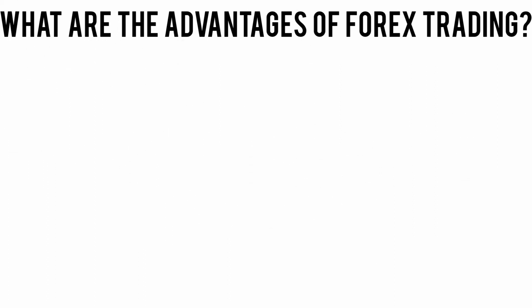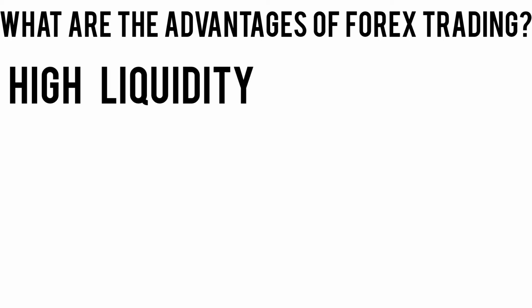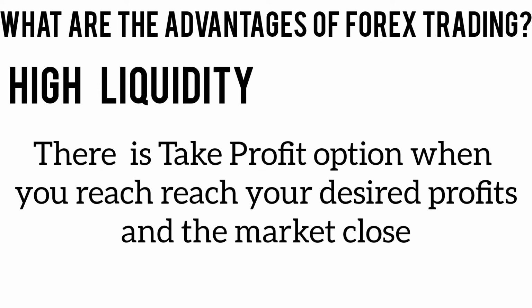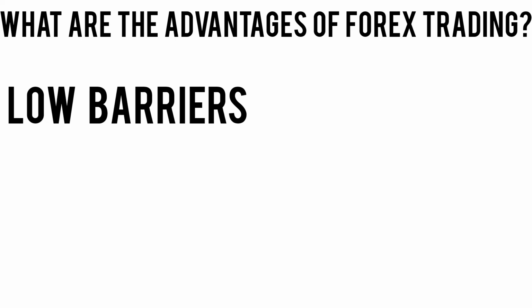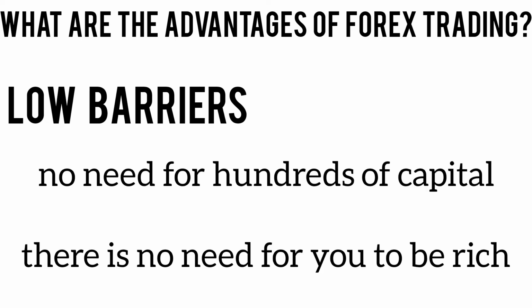There is another advantage, which is high liquidity. This means that you can manage when to close the market at a specific profit, and when to close the market when it reaches a specific amount of loss. Another advantage is that there are low barriers to entry. You don't need a large capital to start trading, guys. You may start with a little money, from a dollar, using Deriv. It's not like you need $1,000 or a hundred billion dollars to start trading, guys.